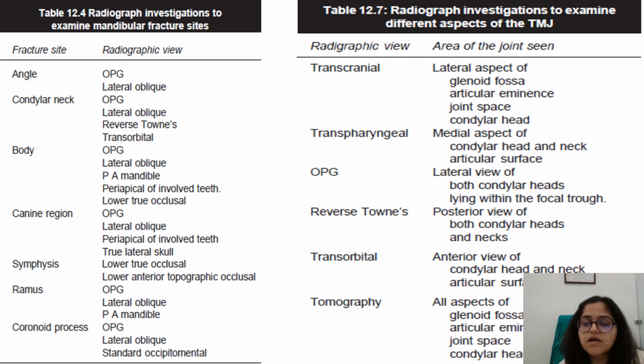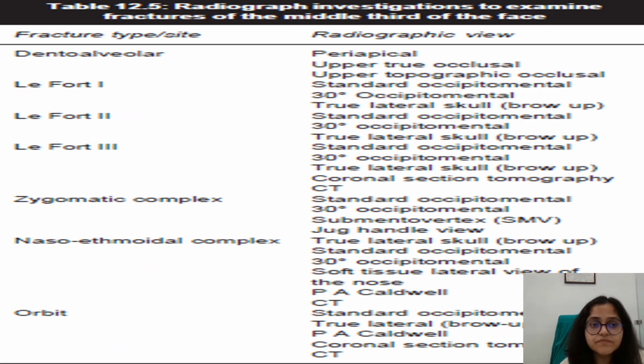The areas seen are written on the next slide. Then various fractures, that is dentoalveolar, Le Fort 1, Le Fort 2, Le Fort 3 fractures, zygomatic complex, nasoethmoidal complex, or orbital fractures, and the various views in which we can see all these types of fractures.